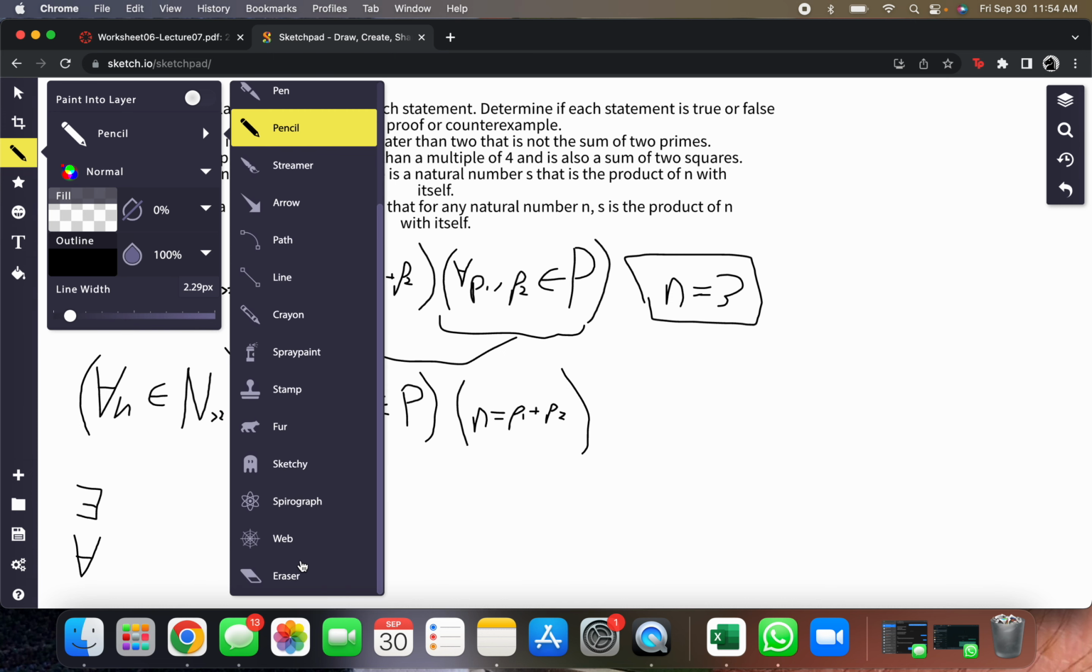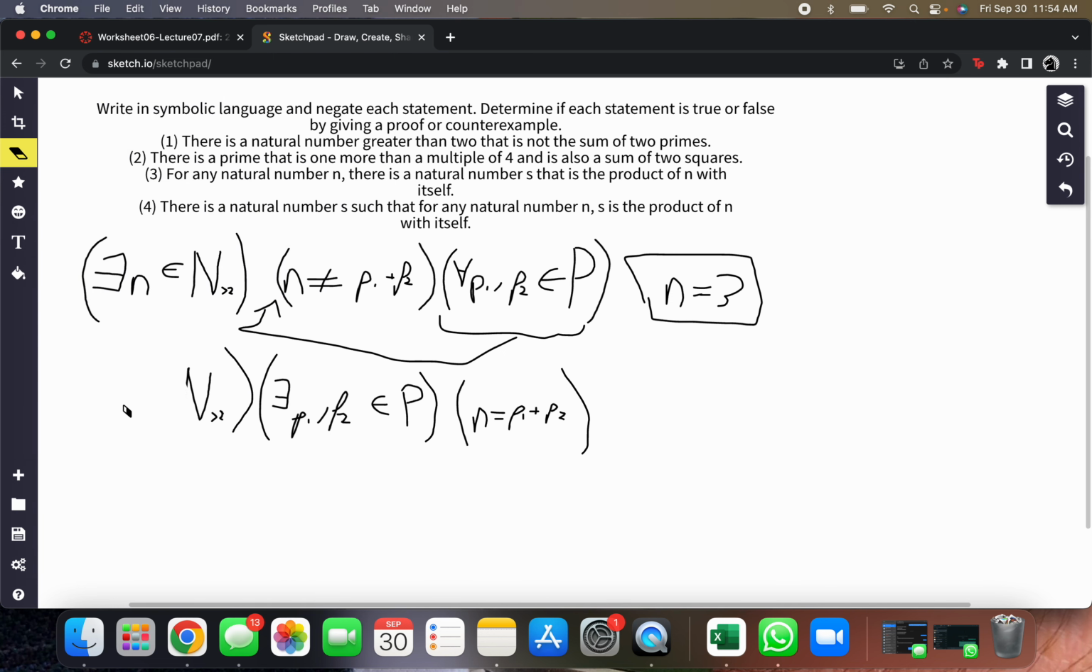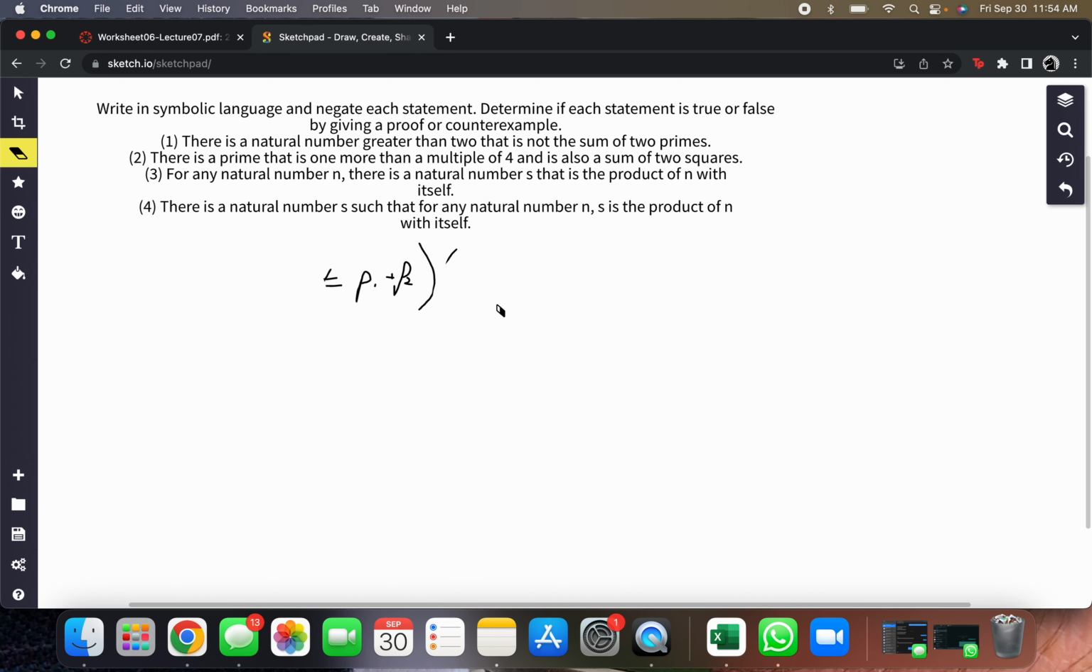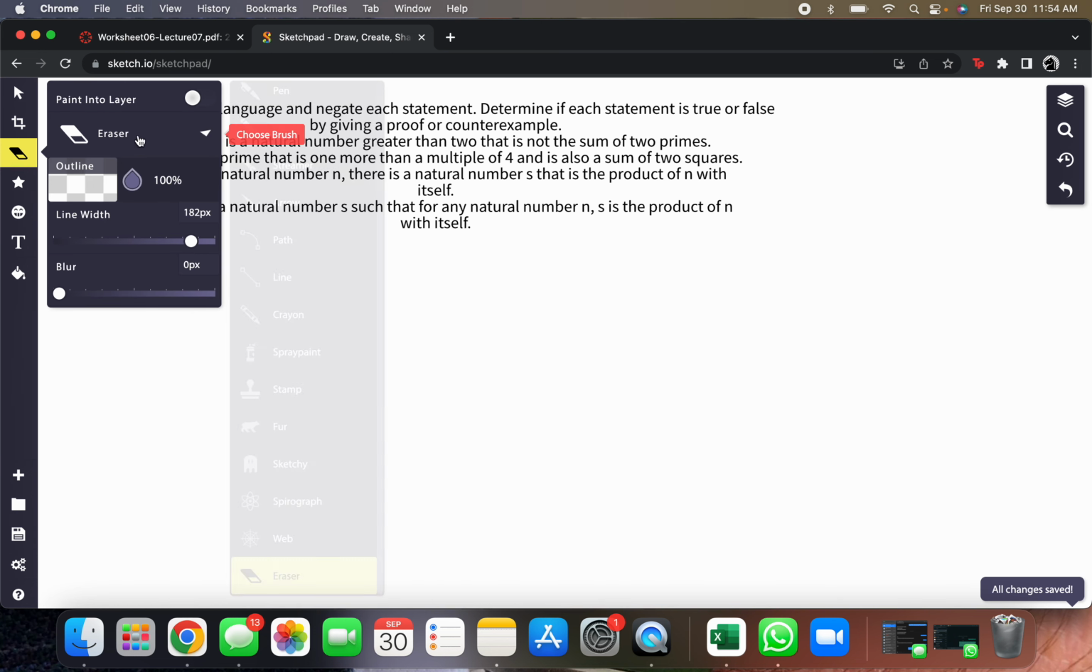I was a bit messy on that one, so try to improve. Cool. See how you could erase pencil?